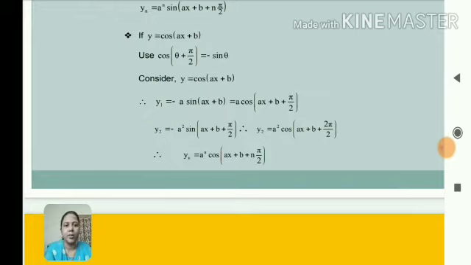Similarly, we can find out for the function y is equal to cos(ax plus b); we have to use the formula cos theta plus pi by 2 is minus of sin theta. And for the function y equal to cos(ax plus b), we have y1 is equal to minus a sin(ax plus b), which is equal to a cos(ax plus b plus pi by 2). Then similarly continuing, y2 is equal to minus a square sin(ax plus b plus pi by 2), which can be written as a square cos(ax plus b plus 2 pi by 2). And similarly we'll get the nth derivative yn is equal to a raised to n cos(ax plus b plus n pi by 2).